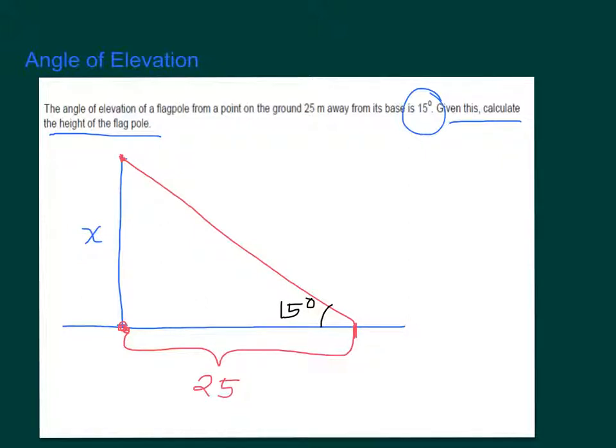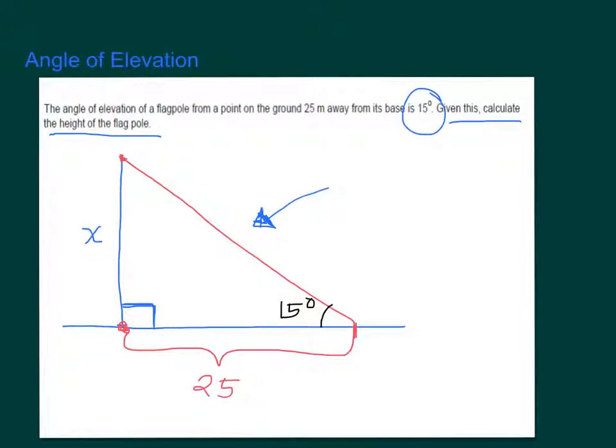Now, for this type of problem, it is always assumed that a standing object is perpendicular to the ground. And that means the angle that that object creates with the ground is always 90 degrees. So what we have right now is a triangle that is not just any triangle, but it's a right triangle.